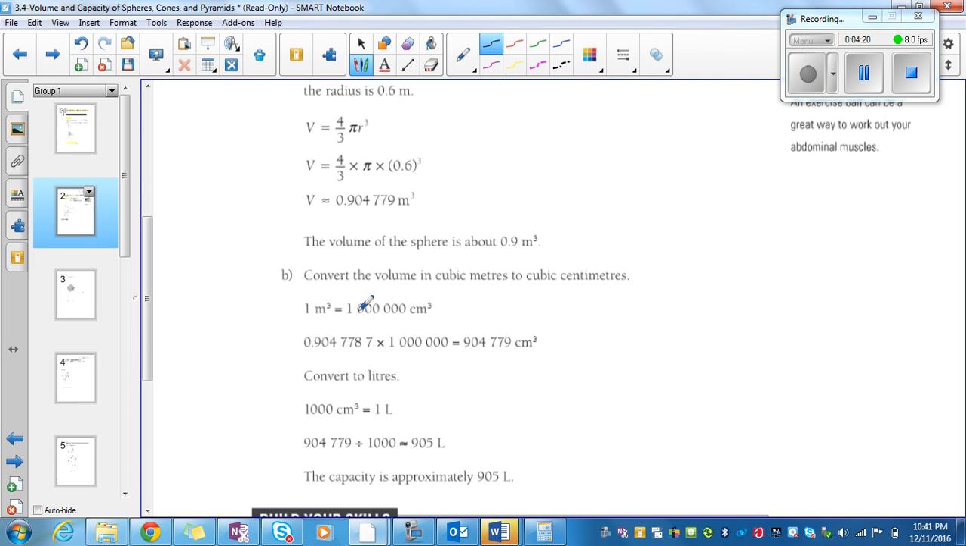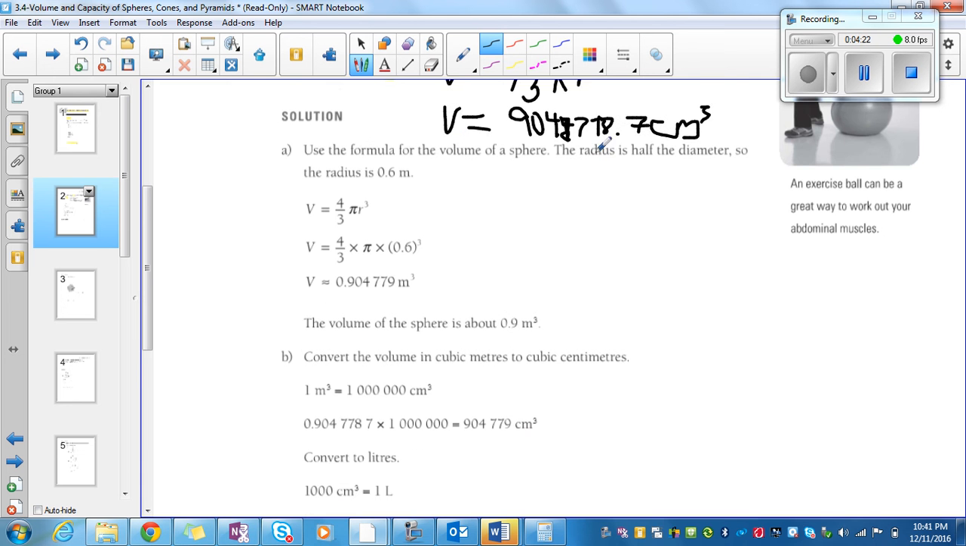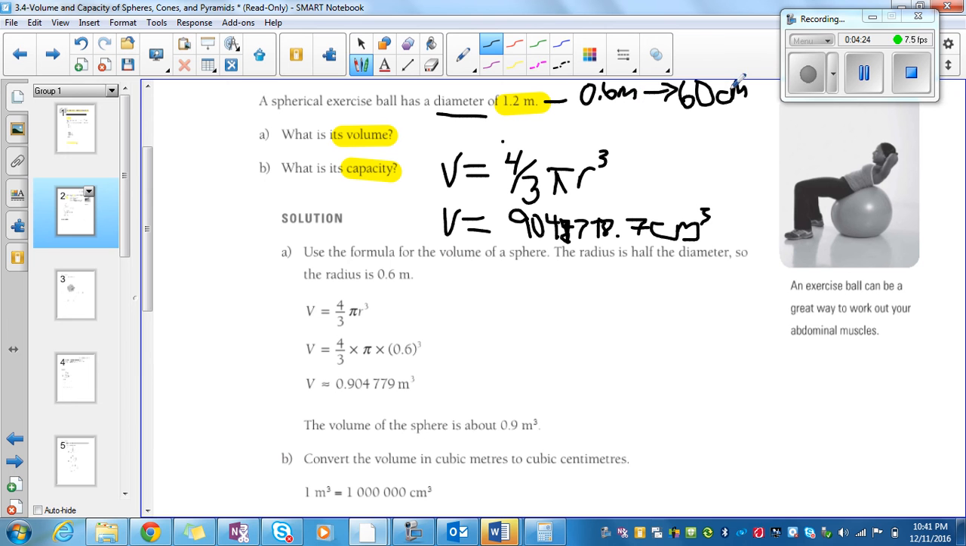So if we run through here, they do it a little different. They don't convert into centimeters. They deal with the radius as 0.6 meters. So we get a volume of 0.94779 meters cubed, which is pretty much this, just divided by 1,000,000. So about 0.9 meters cubed.